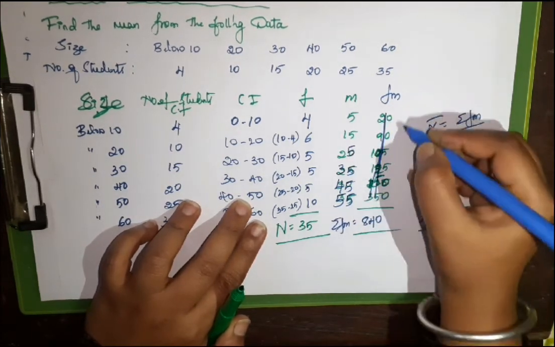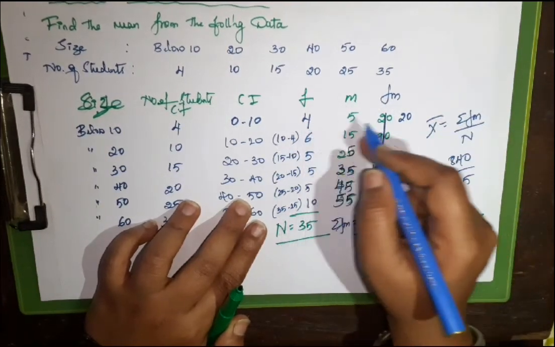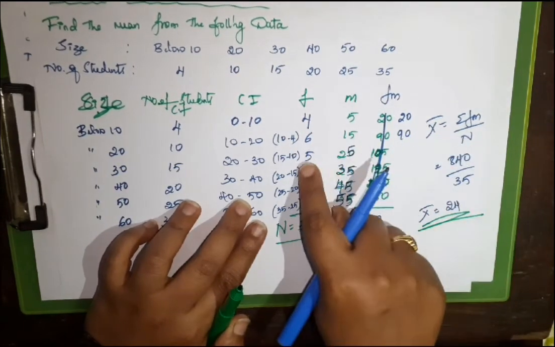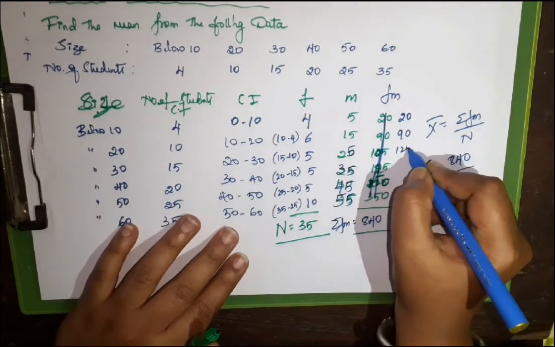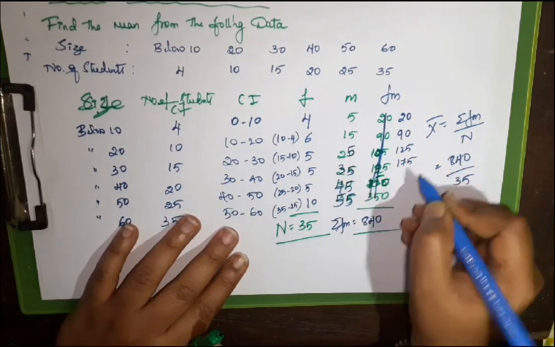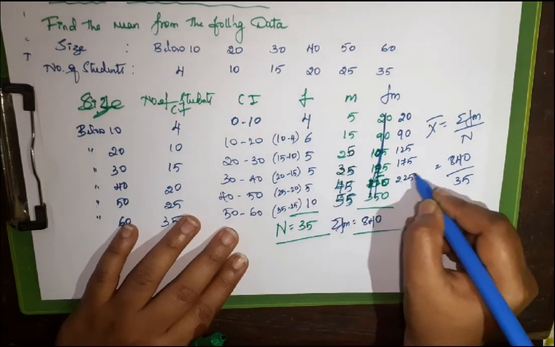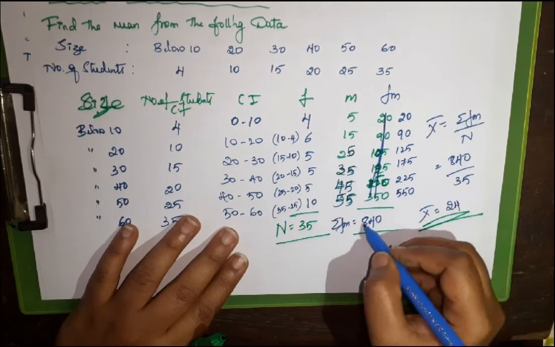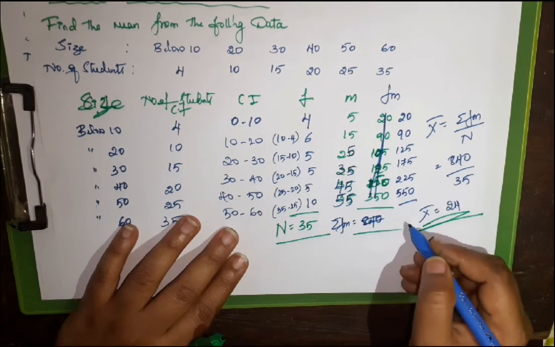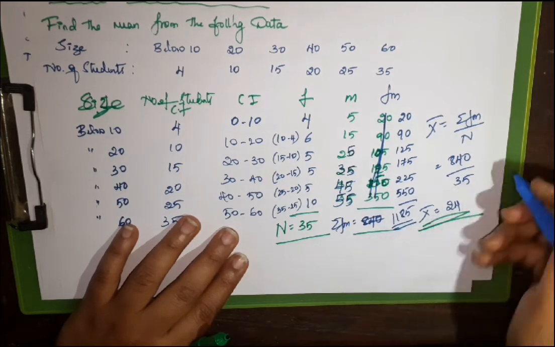I'll write it here again. So it is 20. That is 4 into 5 is 20. 6 into 15 is 90. So 5 into 25 is 125, and 5 into 35 is 175, 5 into 45 is 225, and 10 into 55 is 550. So sigma FM, you will get the total as 1185. Okay, so this is sigma FM.